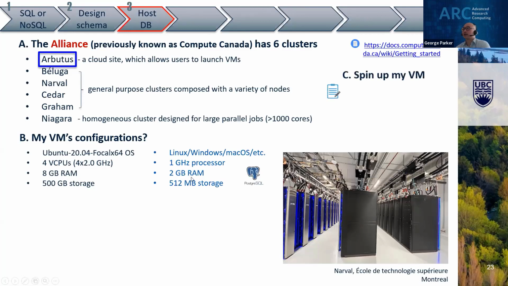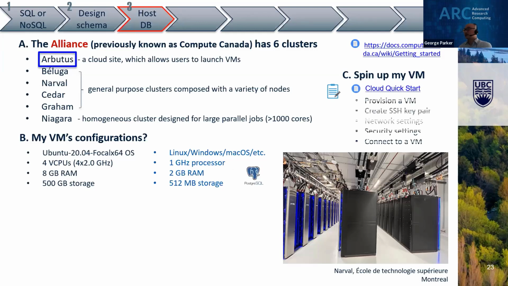So I know what I want. Then I wrote an email to the Alliance's cloud team, and they did something behind the scenes, and they got back to me with this documentation. And this is a good document. It tells me how to provision a VM, how to create an SSH key pair, how to set up my network and the security, and finally, how to connect to my VM.